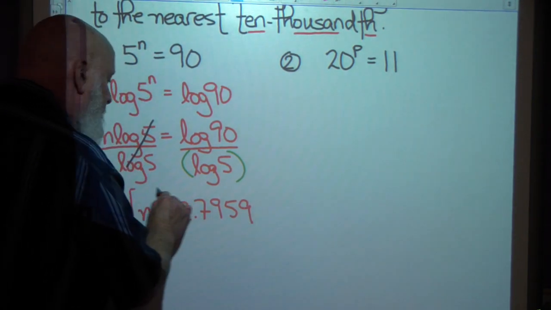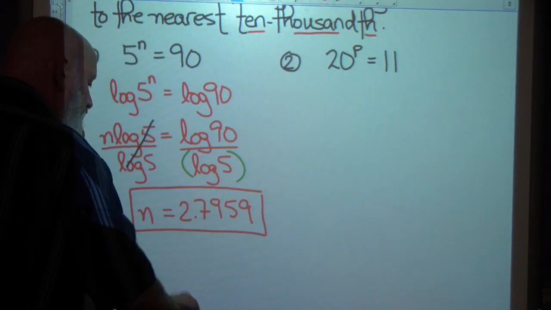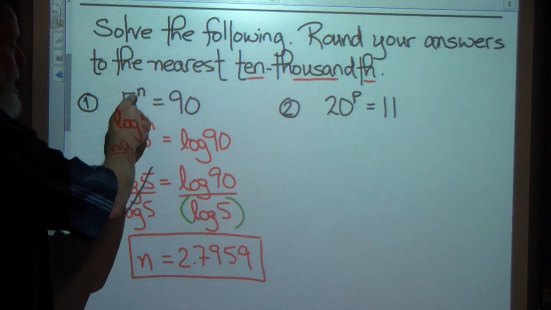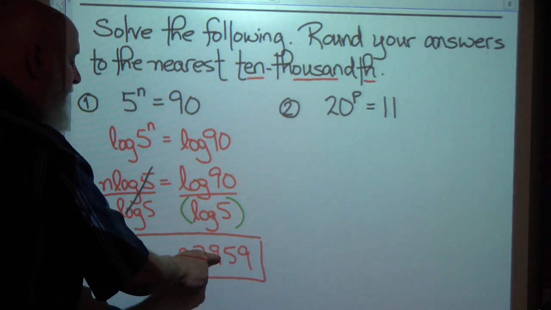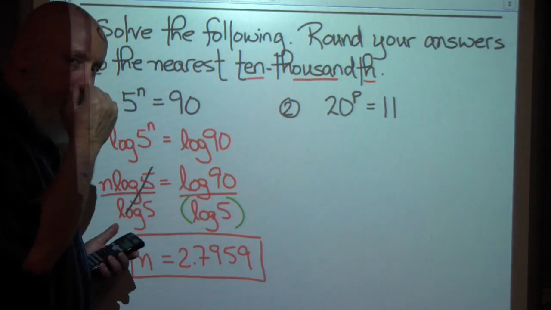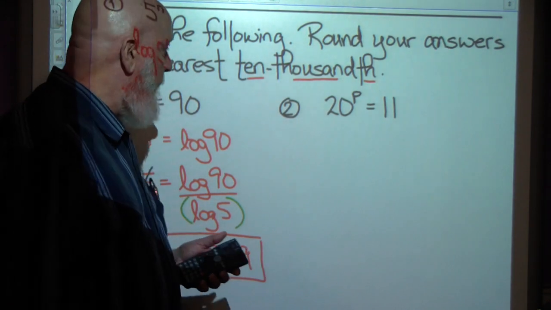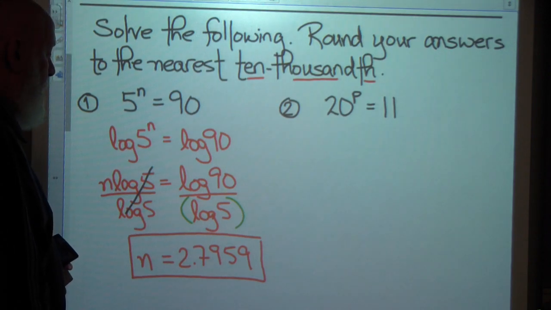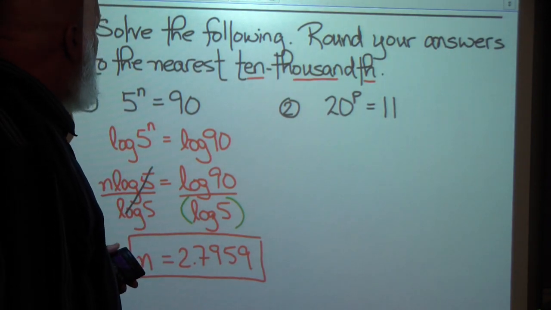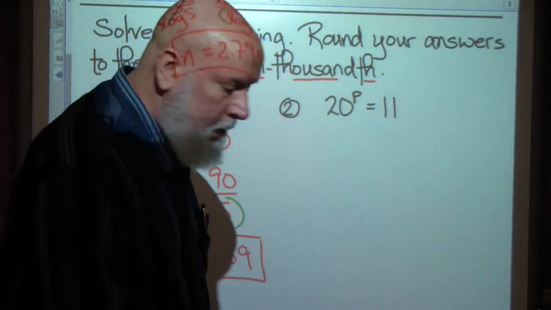Which means that if I raise 5 to the 2.7959 power, I'm going to be very close to 90. It's not going to be exact, but it'll be very close. Okay? It'll have this level of precision, rounding to the nearest 10,000. All right, let's take a look at another one.